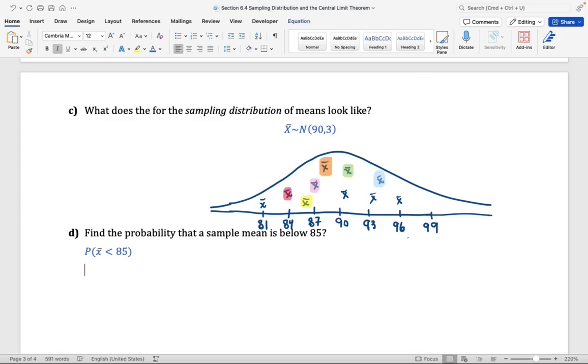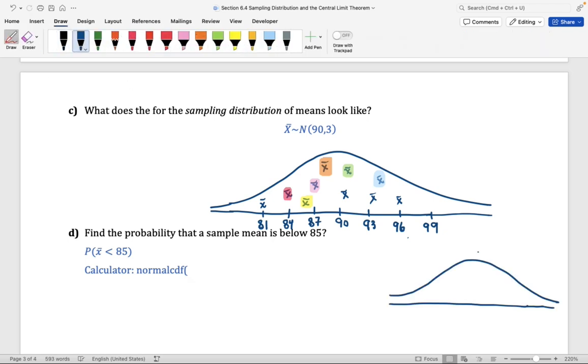We can answer this question using a calculator, Google Sheets, or Excel. If you're using a calculator, you're going to use normal CDF. And before I type it here, let's go ahead and visualize the probability that we're trying to find. Again, this is the X bar distribution. We're being asked to find the probability. At the center, we have 90. I like to label the center so that I can get a better visual of the area I'm trying to find.